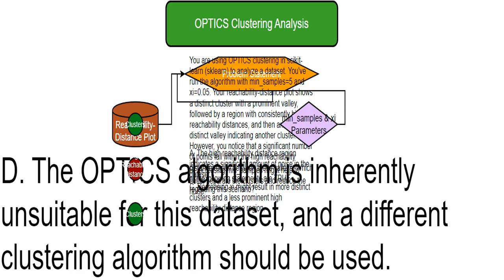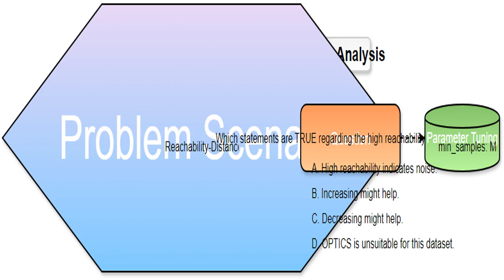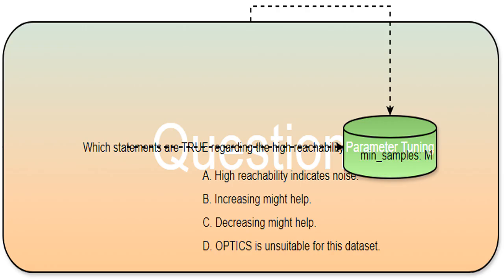OPTICS excels at handling datasets with noise and varying densities. The problem likely stems from the parameter settings I chose, or simply from the nature of the data itself. Don't give up on OPTICS so easily. I see a problem here about understanding how OPTICS clustering works and how to interpret its results. We're looking at a reachability distance plot that shows clusters and a noisy region between them. This is the core question. We need to determine which statements correctly explain the meaning and implications of that high region in OPTICS output.